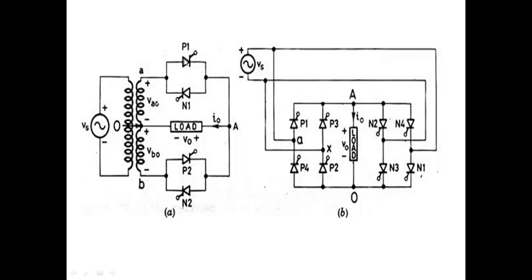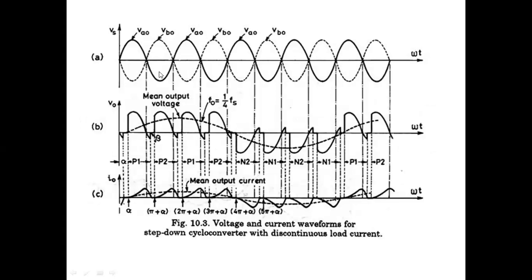Suppose in the positive cycle P1 is on, what is the current direction? This direction. When in the negative cycle P2 is forward biased, the current direction is the same. In the positive cycle with P1, current flows from anode to cathode like this. Similarly, in the negative cycle with P2, the current direction is not changed in the load. This negative cycle is also converted to positive cycle.